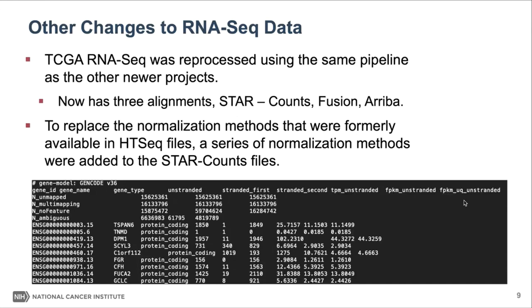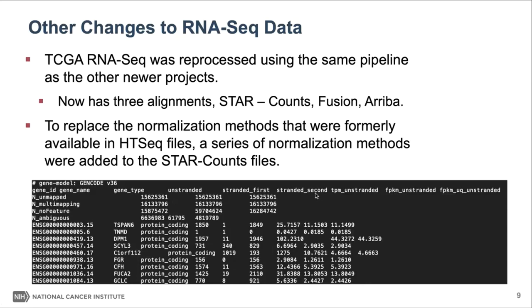And samples, if you have them, if a sample's in the stranded first category or stranded second, they can't be compared between them. So everything is processed unstranded, but we do include the stranded counts just in case you have a group of samples that are included in one of these.